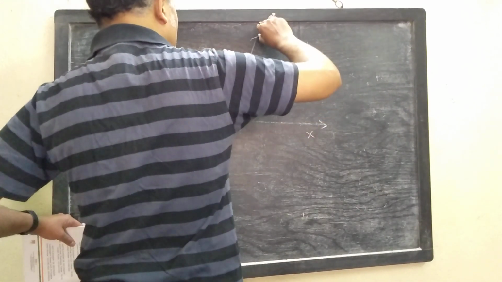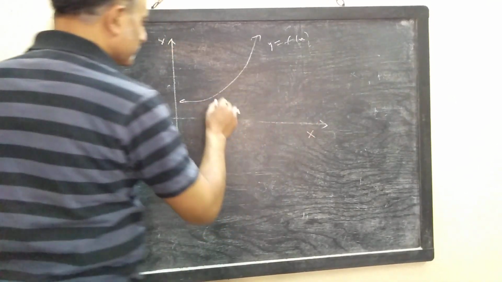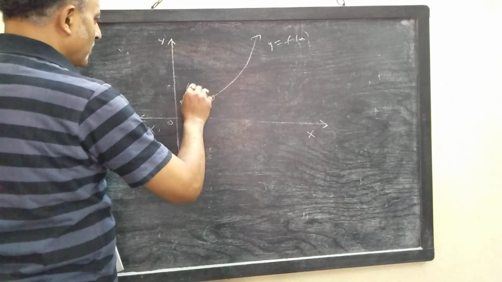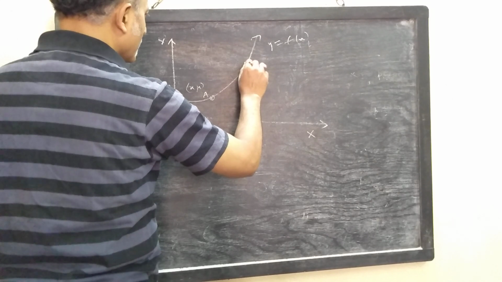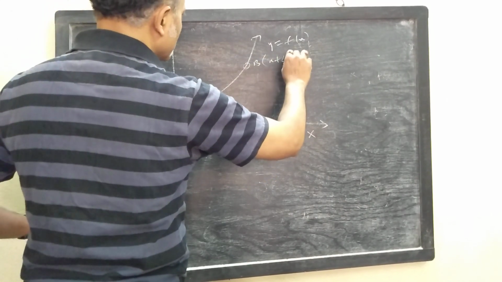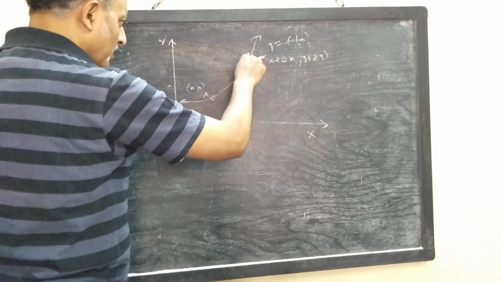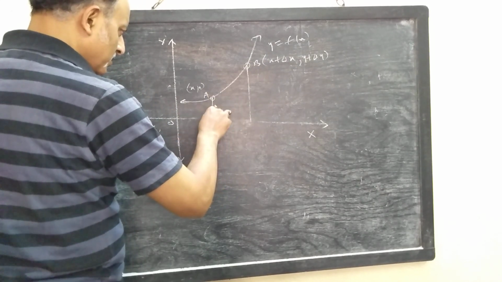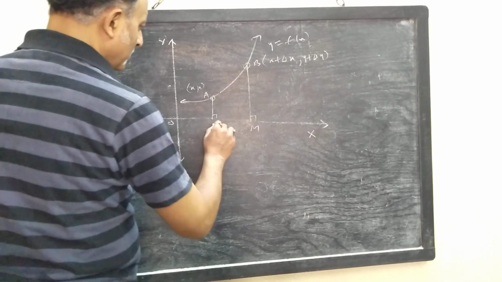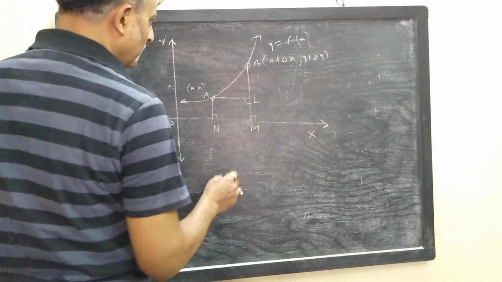Suppose this is the curve y equals f(x). This is the point A, having coordinates (x, y), and this is another point B very close to A, whose coordinates are (x plus delta x, y plus delta y). These are perpendiculars drawn to the x-axis, say M and N. This is also a perpendicular, so this is L.